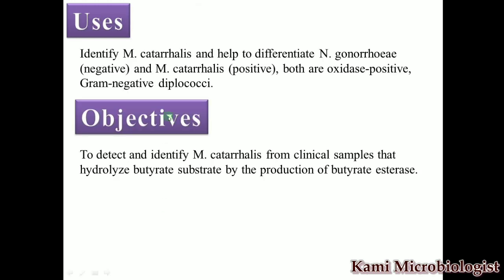We have the uses of this test. We mostly use this test to identify M. catarrhalis, differentiating it from N. gonorrhoeae. Neisseria gonorrhoeae and M. catarrhalis, these two bacteria are both oxidase positive, gram negative diplococci. That's why it is hard to tell them apart, so to differentiate these two bacteria, we perform this butyrate test.